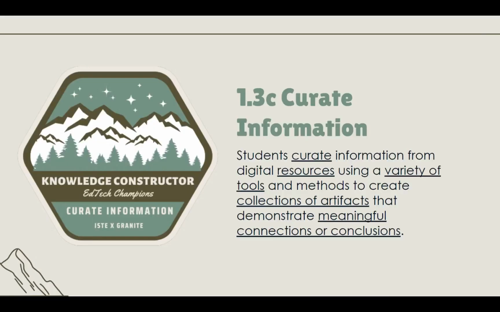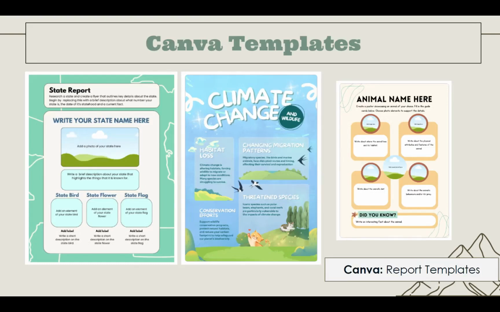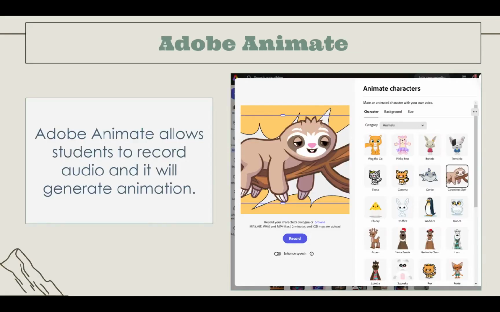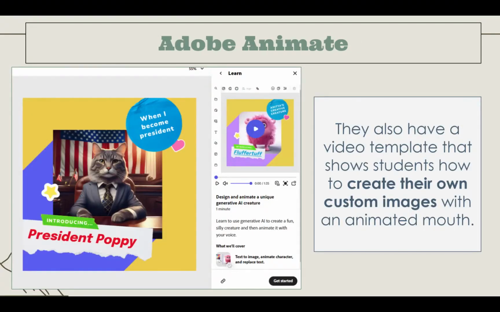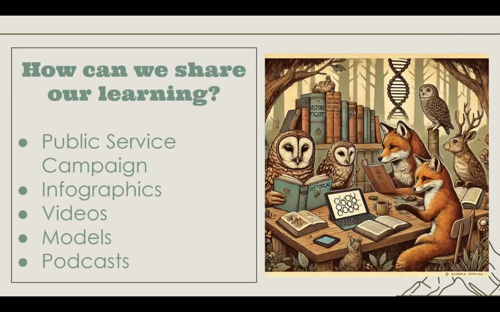Our third indicator focuses on curating information. Students need to organize and present the information they collect in a meaningful way. For early elementary students, curating information might involve organizing facts from a class research project into a presentation, animated video, maybe featuring a preset character or one they create, or perhaps contributing to a collaborative space to share questions and new ideas. For our older students, they can use a range of digital tools to share models or new information.